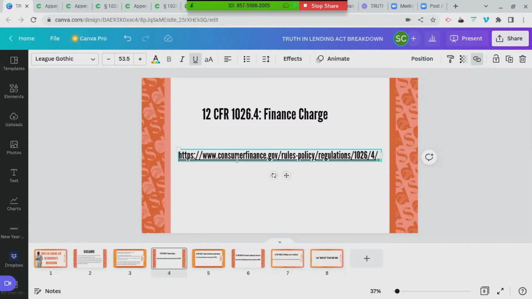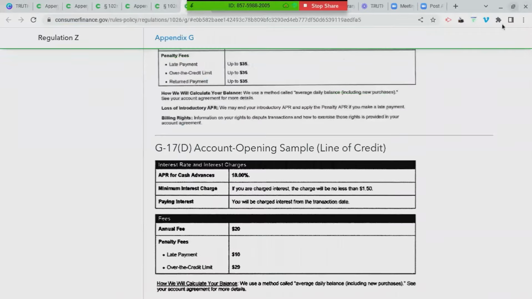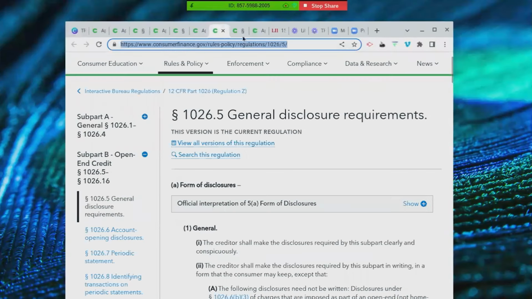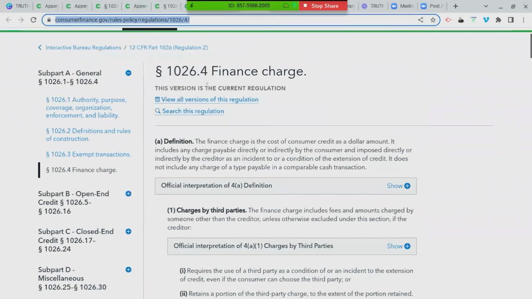I have this pulled up. Let me see. 1026. I have a lot of them pulled up, so give me a second here of what I'm going to be covering today. 1026. Okay, finance charge. So 1026.4, y'all know that the CFRs are the concrete law. So this is under Reg Z.